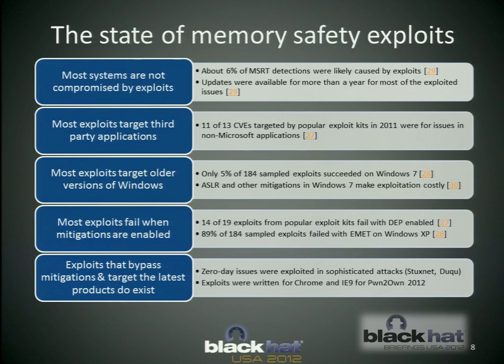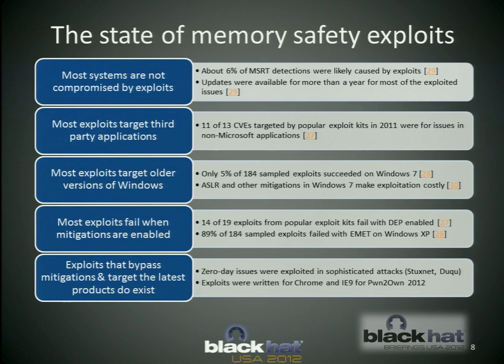And this really drives up the cost of exploitation and hinders people from actually even trying to exploit those targets. And one other data point that we see is that most of the exploits fail when you enable mitigations. I believe this is from Dan Guido's research, he saw that of the 19 exploits that were in these popular exploit kits that he looked at, if you enabled DEP, then 14 of them just failed. So just by enabling data execution prevention, 14 of those 19 exploits failed. And we also see that of those 184 exploit samples that I mentioned earlier, if you use EMET and enable that on Windows XP, then about 90% of them fail. So just by enabling mitigations, that's enough to perturb those exploits enough that they fail.